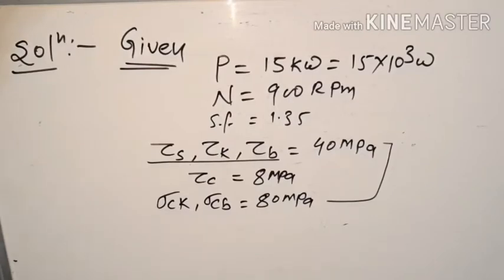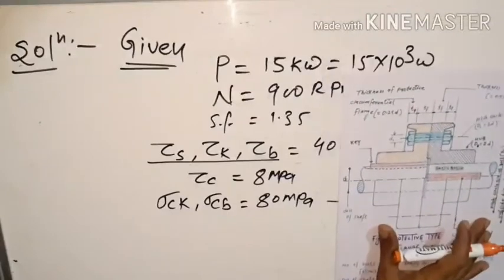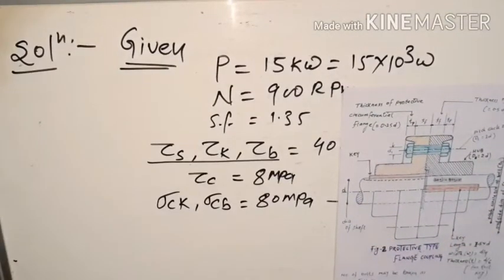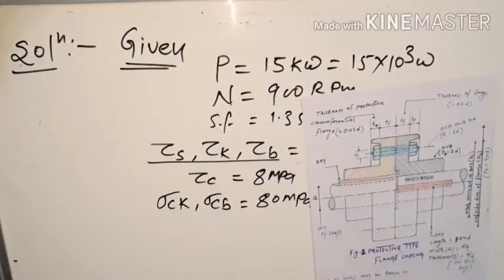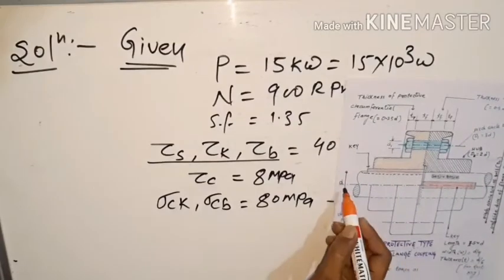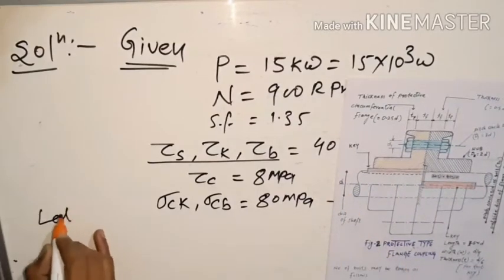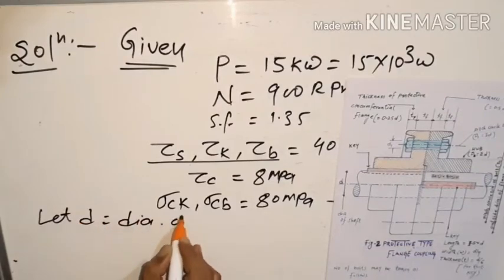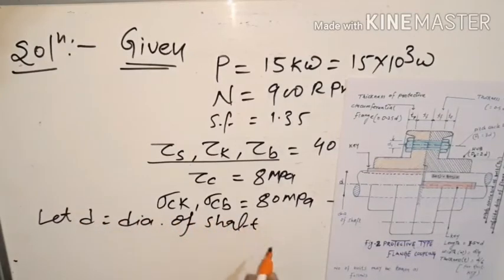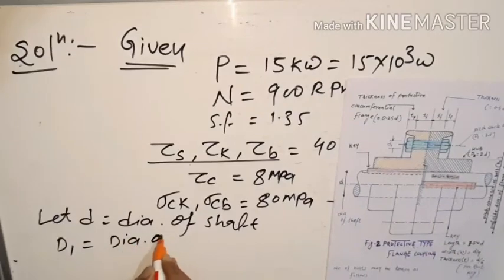Start with what we need to find. In this diagram I have put it here for you. From this diagram, let d be the diameter of the shaft, and D1 be the diameter of the hub, which is equal to 2 into d.